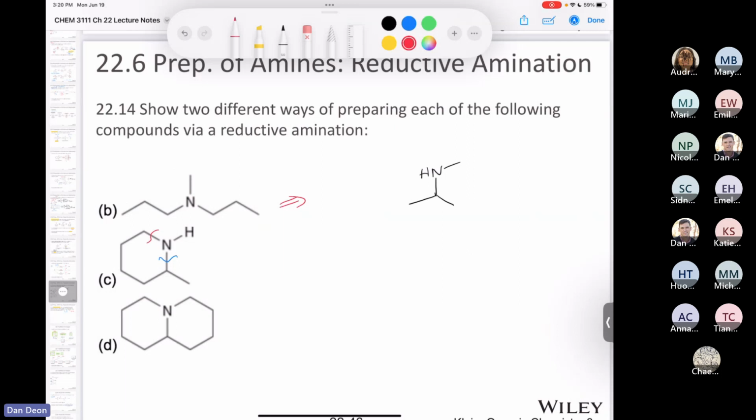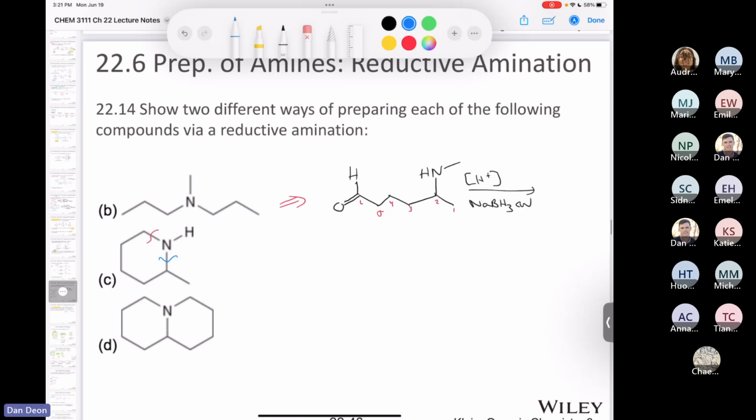And then if we count carefully, 1, 2, 3, 4, 5, 6, and then the nitrogen. So let me number these 1, 2, 3, 4, 5, 6. And then our aldehyde would be out here like this. So we would tie those together to make the ring. So all we would need is this as our starting material. And of course, we would treat it with a catalytic amount of acid and sodium cyanoborohydride.